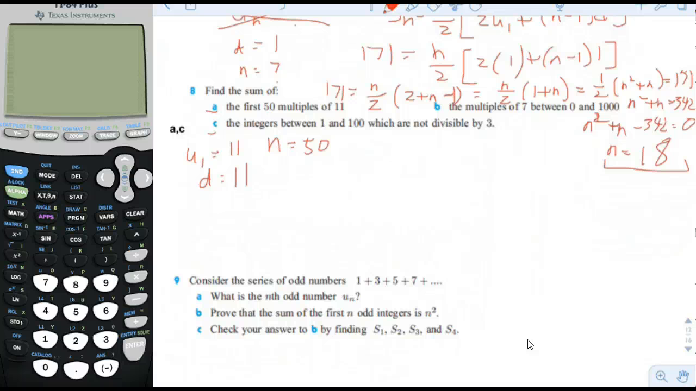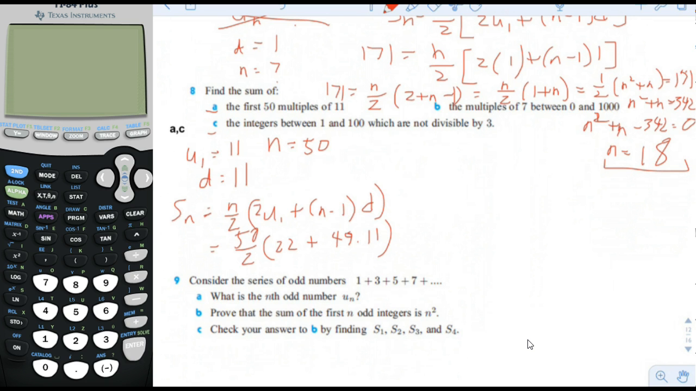And then we use that to find the sum. So S sub n equals n divided by 2 times 2u1 plus n minus 1 times d. Oh, that's 2u1, sorry. So we just substitute those numbers in. 50 divided by 2. 2u1 is 22. n minus 1 is equal to 49. And d is 11. Okay, so you just use your calculator to figure out what S sub n would be there. Okay, that's A. Now here's C.